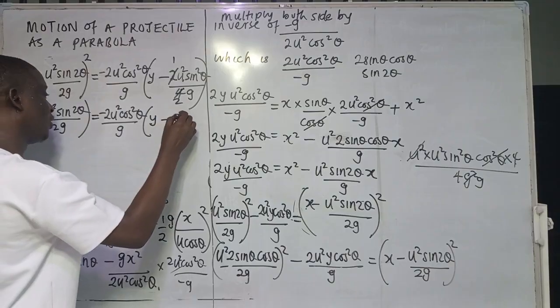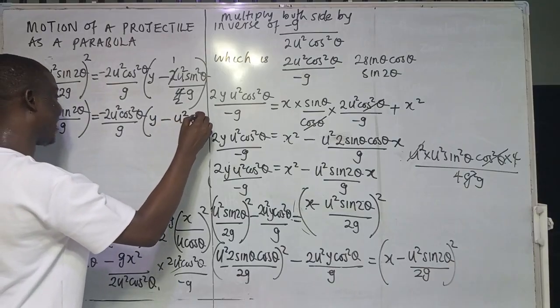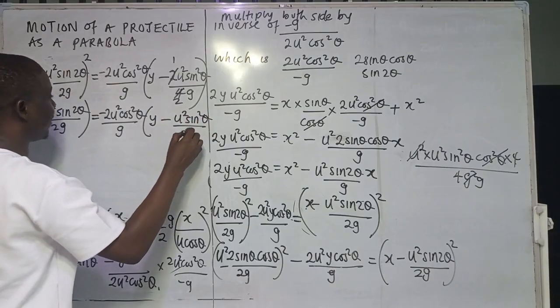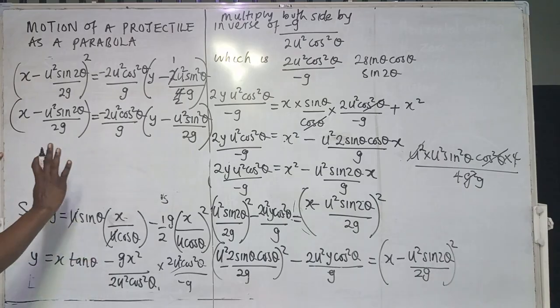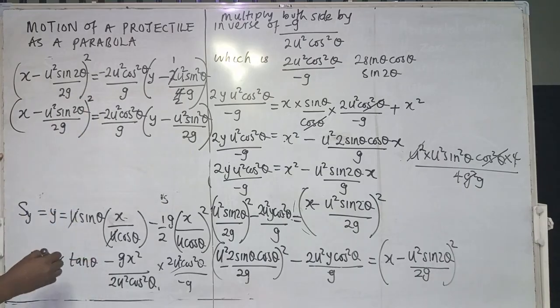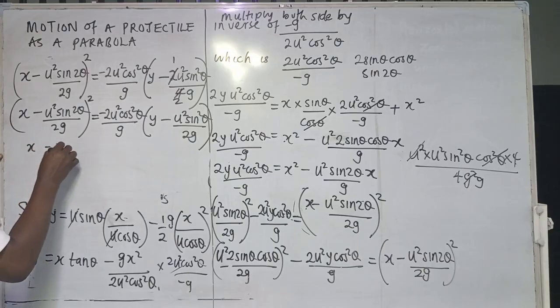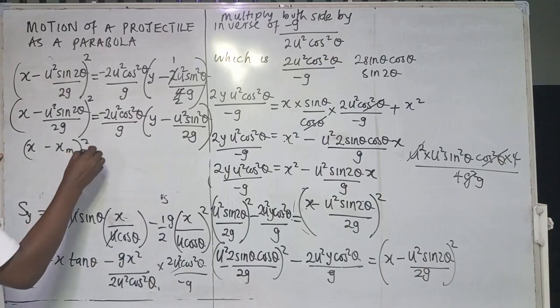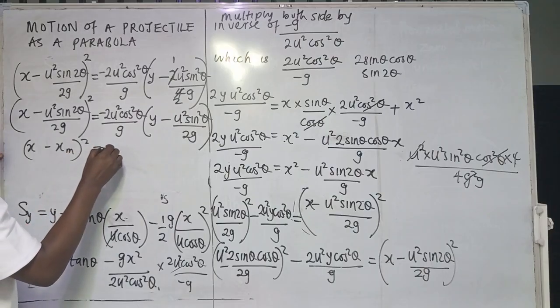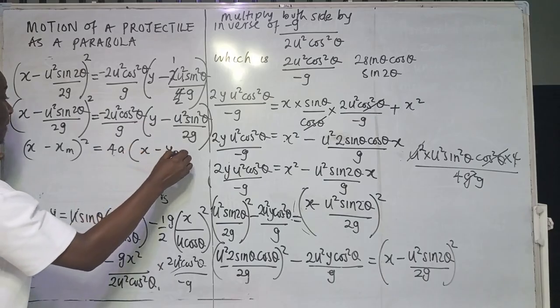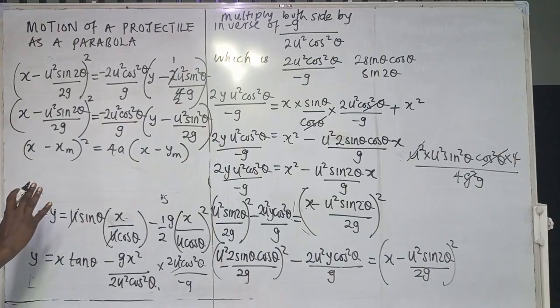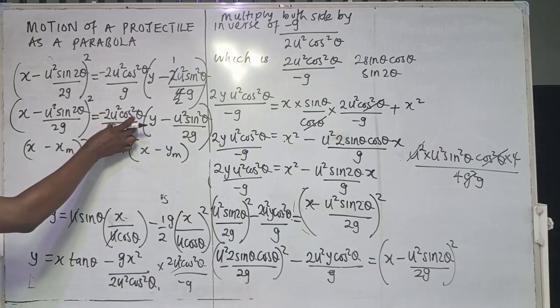y minus what? u square sine square theta over 2g. Now, if you look at this equation, there is a square here. If you compare it to what? x minus x max all square is equal to what? 4a into what? y minus y max. This is the equation of the parabola. This is what we call the latus rectum of the parabola that we have gotten.